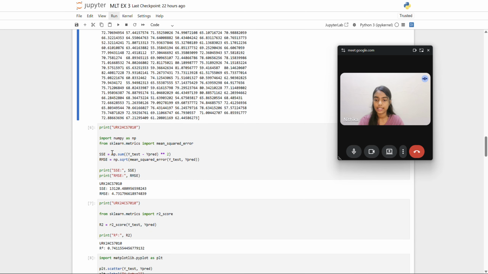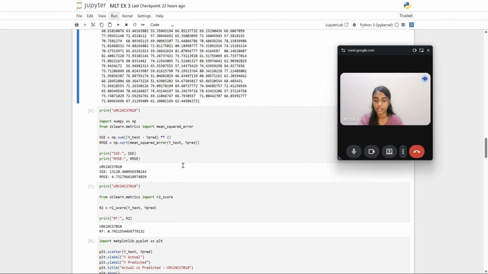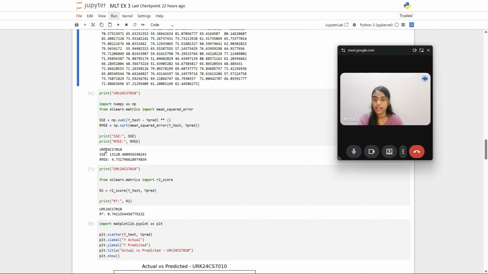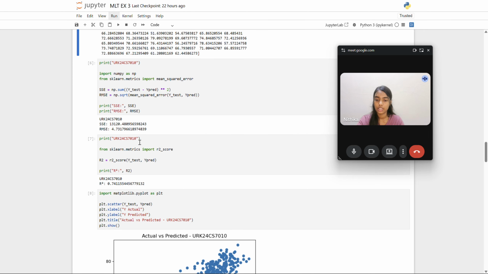So here SSE means sum of squared error. It calculates the total squared difference between the actual value and the predicted value. RMSE means root mean square error. It gives the prediction error in the same unit as the target variable. So lower SSE and RMSE indicate lower prediction error. So the output is generated.